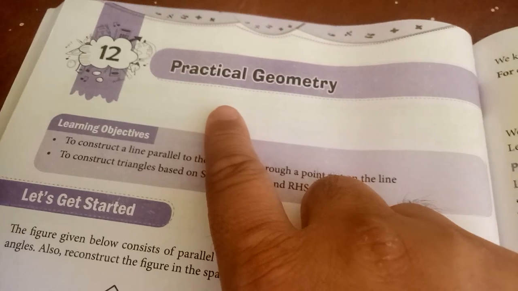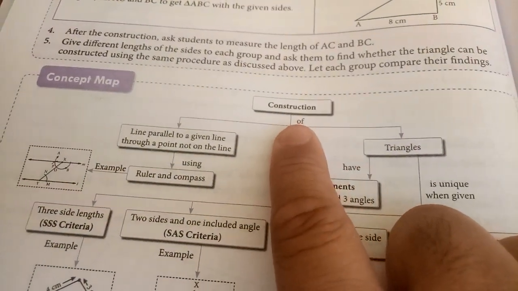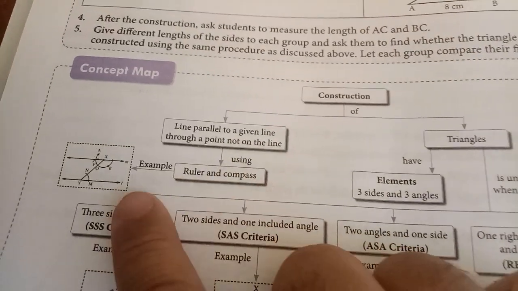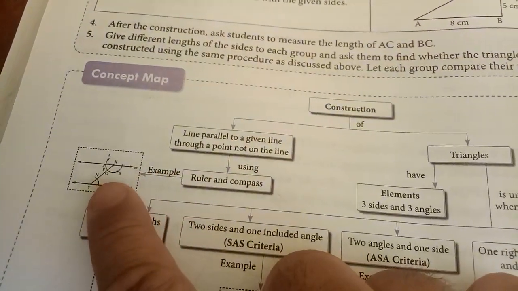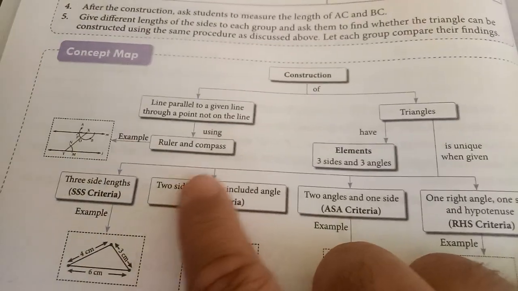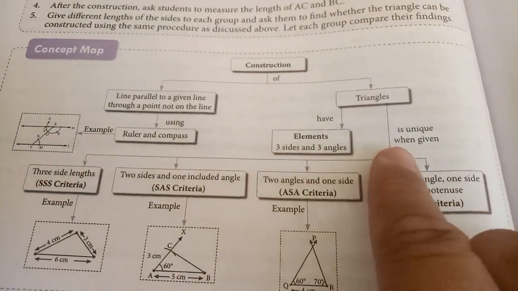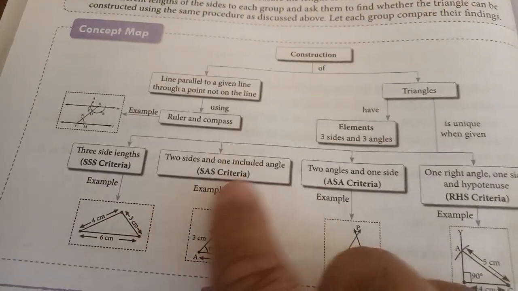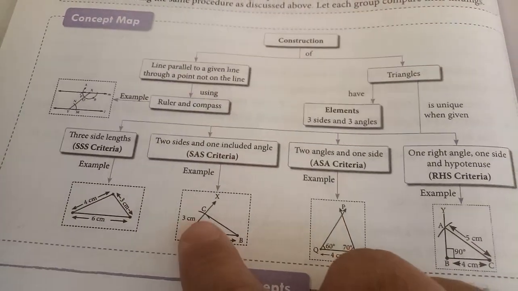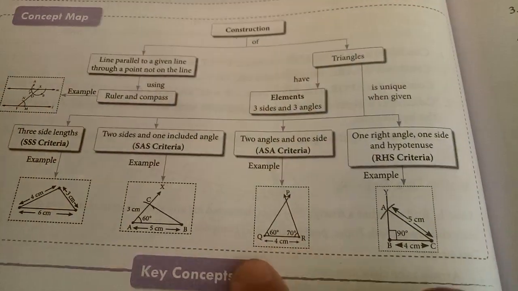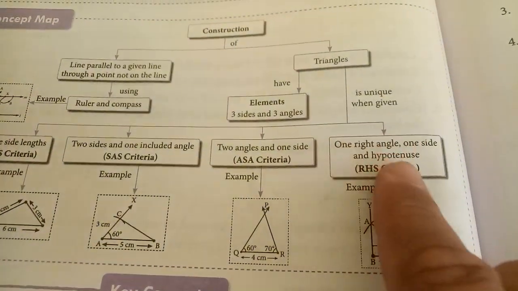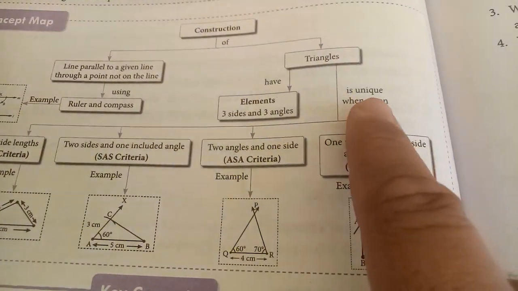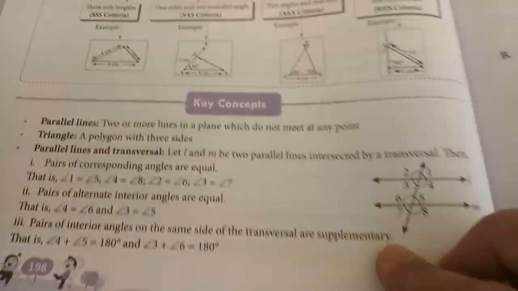Chapter 12, Practical geometry. Construction by ruler and compass. Drawing a line parallel to a given line through a point not on the line using ruler and compass. For example, a triangle is unique when three elements are given: three sides, SSS; or two sides and one angle. First draw the line, then cut the angle. ASA: make the two angles, draw the line and cut it. For a right angle triangle, make the right angle and cut. The triangle is unique given these elements.